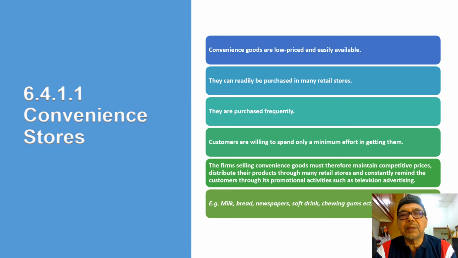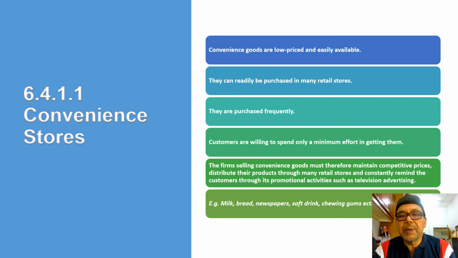For example, a good one I can show you is 7-Eleven. This is a good example of a convenience shop which has branches throughout the country, and we can also get these shops in other parts of the world. 7-Eleven. They are purchased frequently. This type of low price product, some of them you purchase daily or maybe weekly.